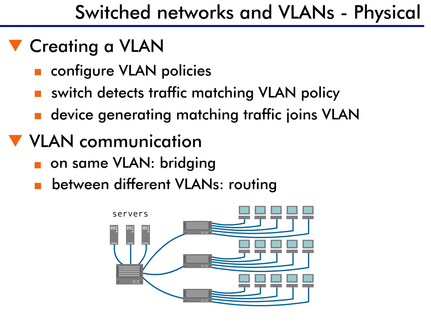There are really only 3 steps to creating a VLAN. First, the network manager configures the switch with what to look for. Second, the switch detects matching traffic. And third, the switch identifies the station that sent the matching traffic and adds that station to the VLAN.